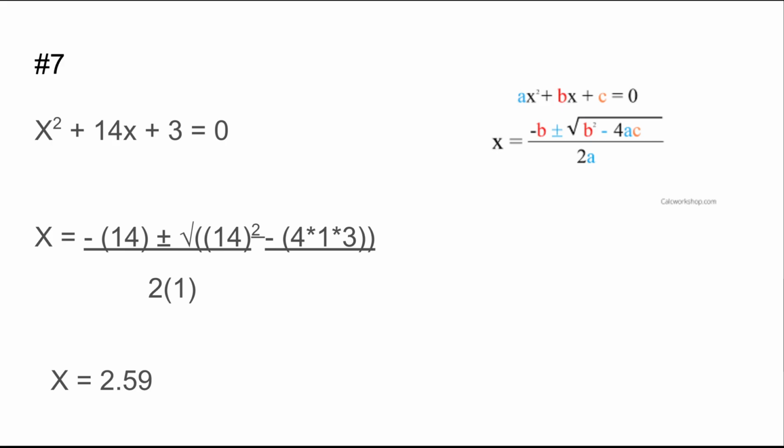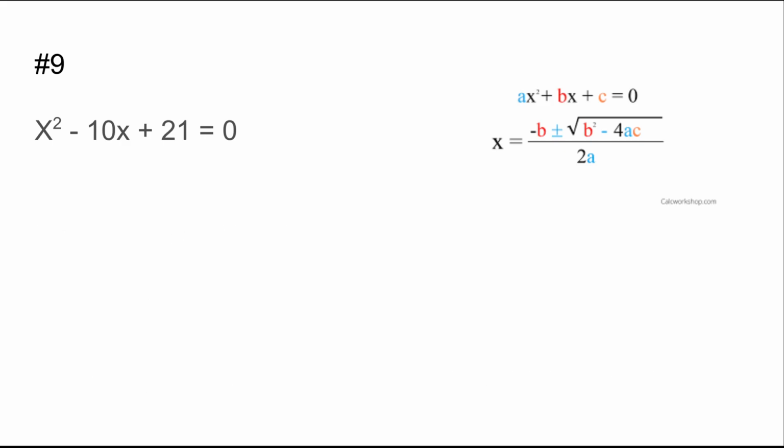Let's do it again, subtracting. Negative 14 minus the square root of 14 squared minus 4 times 1 times 3, enter, divided by 2, x equals negative 16.59. These are our solutions. You're doing great. Keep it up.